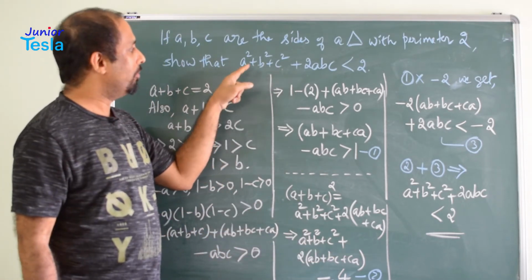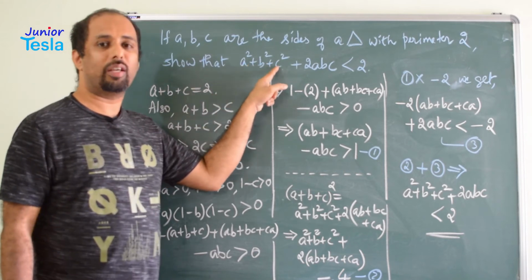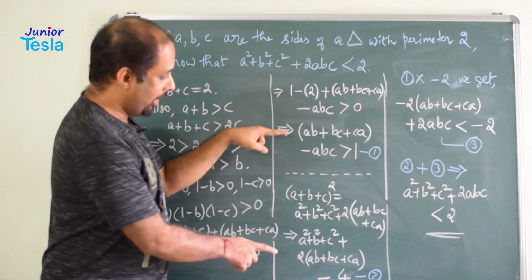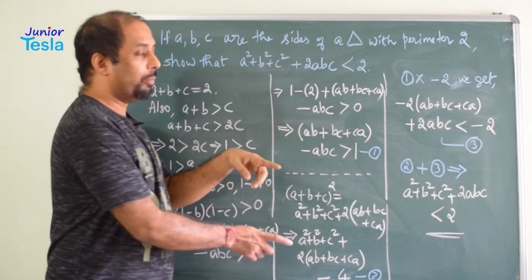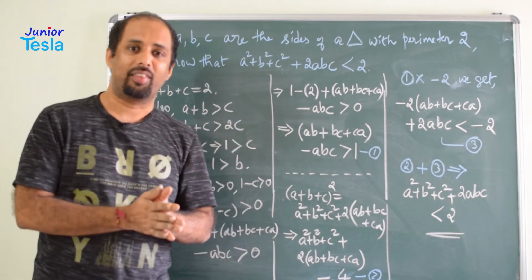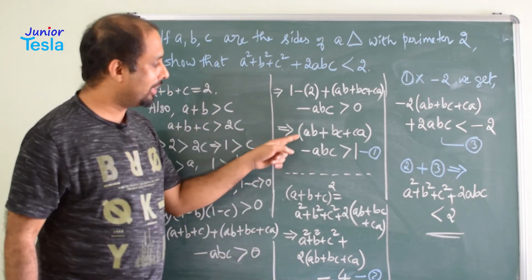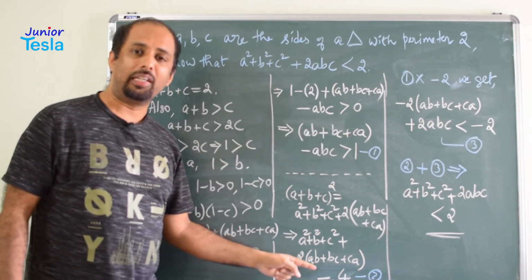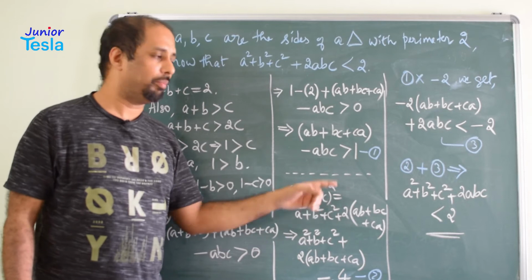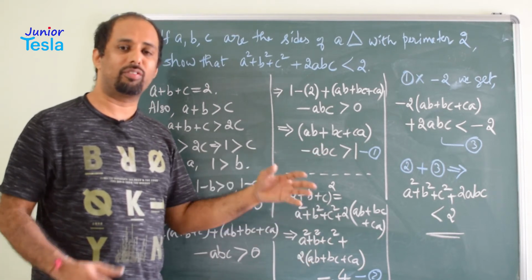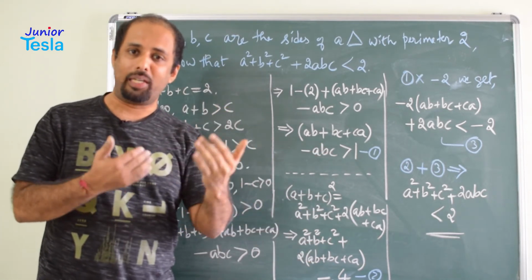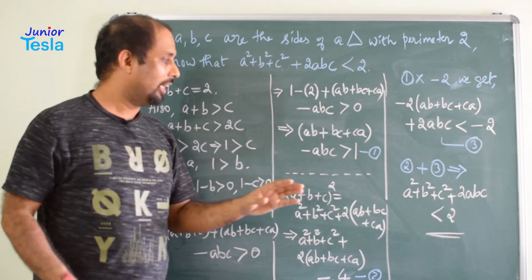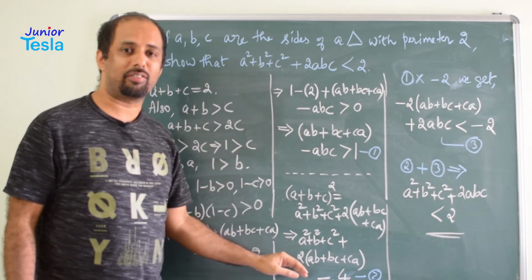In the problem we have a square, b square, c square terms and abc terms. That means if you combine these two expressions, probably you will get the answer. But the only thing is we have to eliminate this. AB plus BC plus CA should be eliminated, and the good thing is that it is there in both the expressions. So somehow, if you add them or multiply them or subtract them, you can eliminate these two expressions.